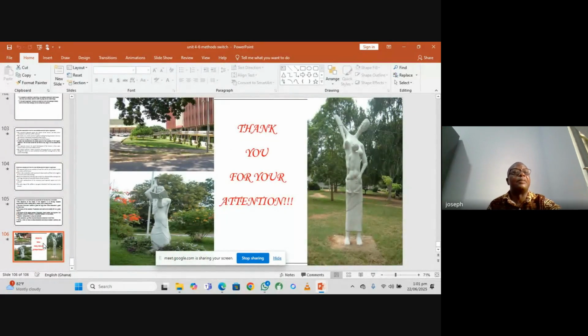So this is the end of units 4, 5, 6. If no question, you will continue to look at unit 7, 8, and if possible 9. And next week we'll look at the lesson plan, and that will be the end. Any question?